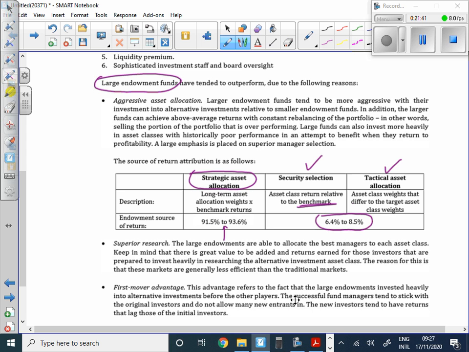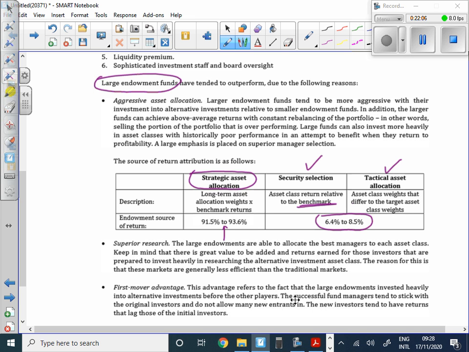We move forward over here, guys. The next point is superior research. The large endowments get the better managers. Remember, the better managers, for good or for bad, typically go where the bigger endowments are, and the salaries and bonuses are typically higher. And they put a lot of time and effort into research.